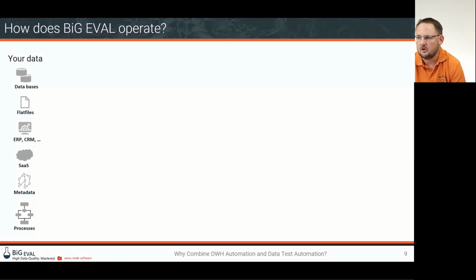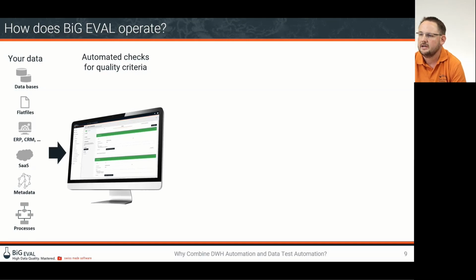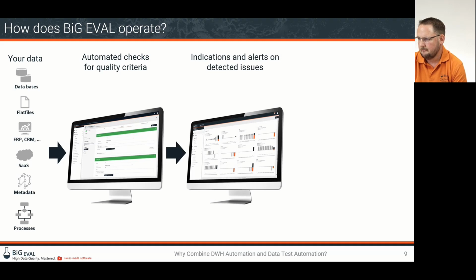It's a simple concept. You have the test case editor. It connects to different data sources. Everything that has an OLEDB or ODBC driver can be connected. Flat files, ERPs like SAP or Dynamics and so on can be connected to BiG EVAL. Also SaaS solutions through our REST APIs, connectors and so on. And the test results at the end flow into a dashboard where you can analyze everything. I will show you that in the demo later.